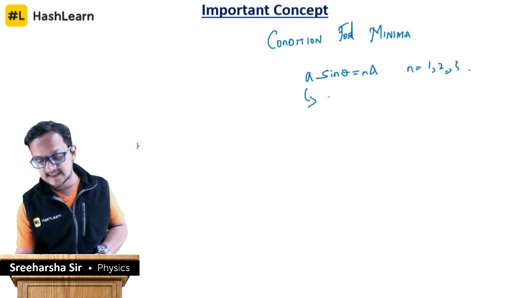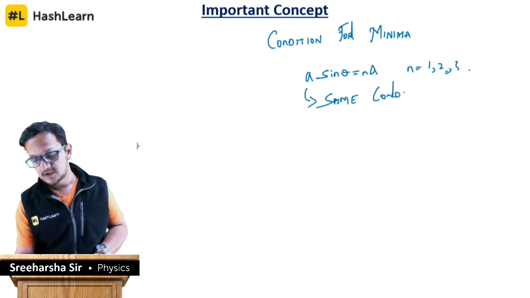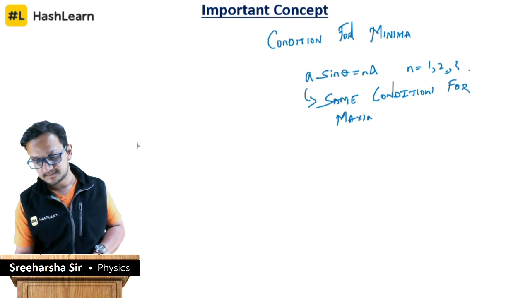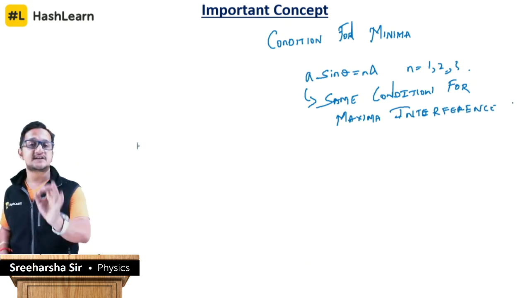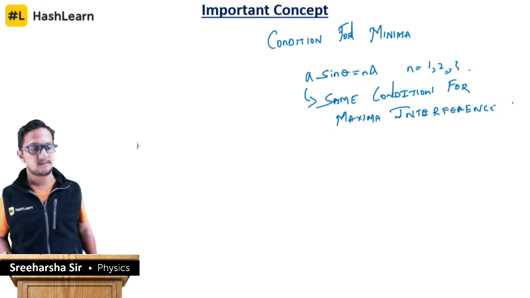interference. So this was the same condition for maxima in interference. So this is the reason we call diffraction a special case of interference.